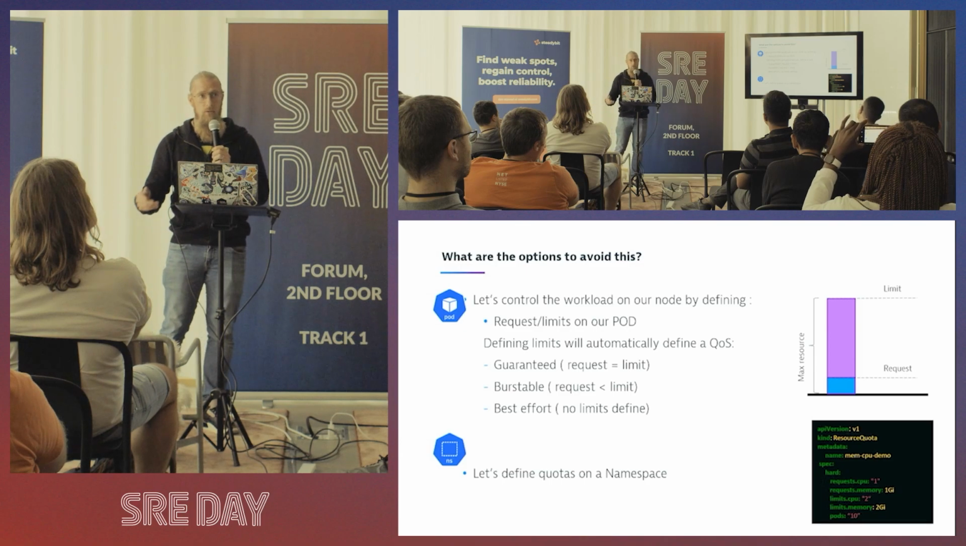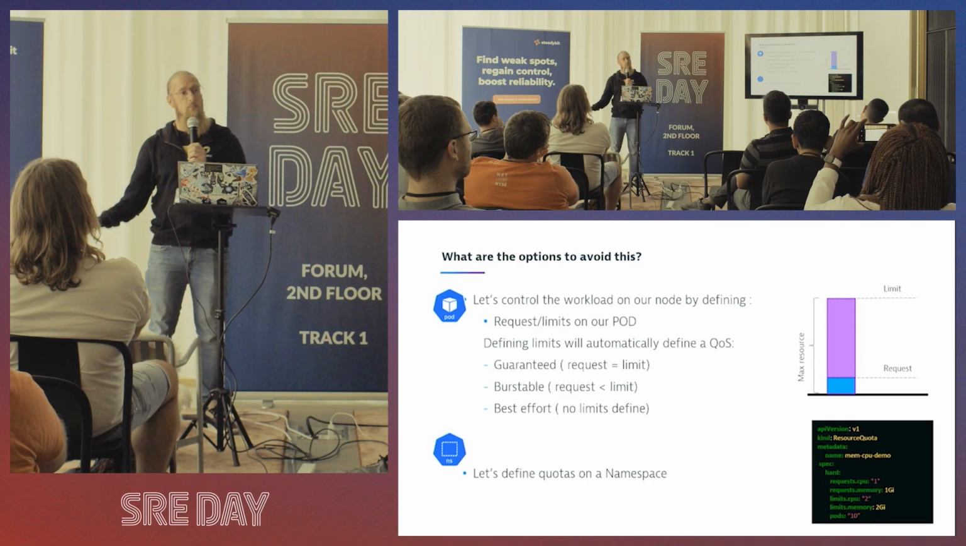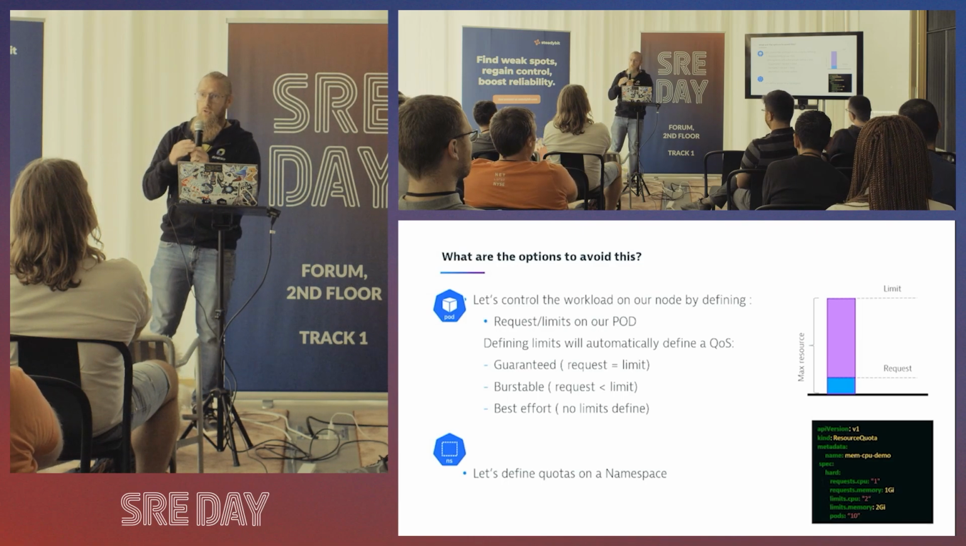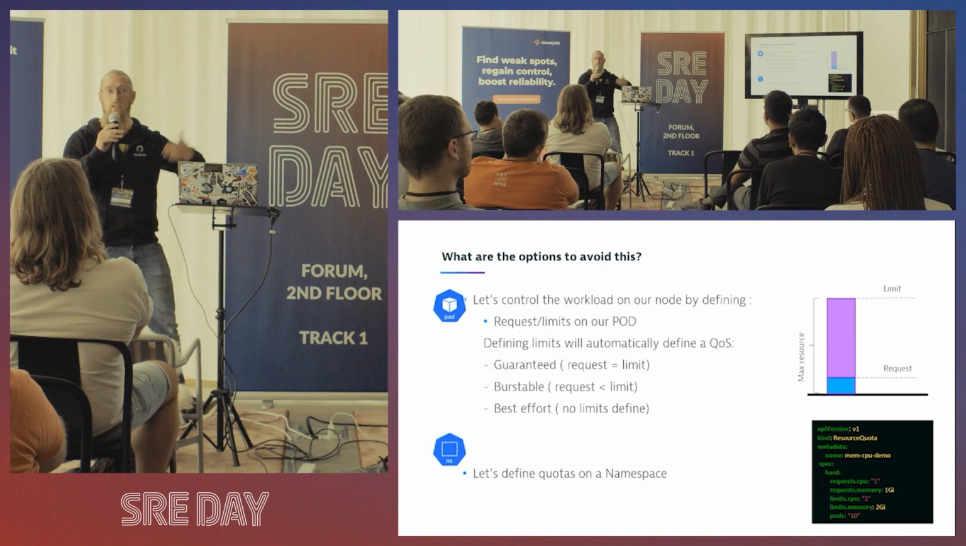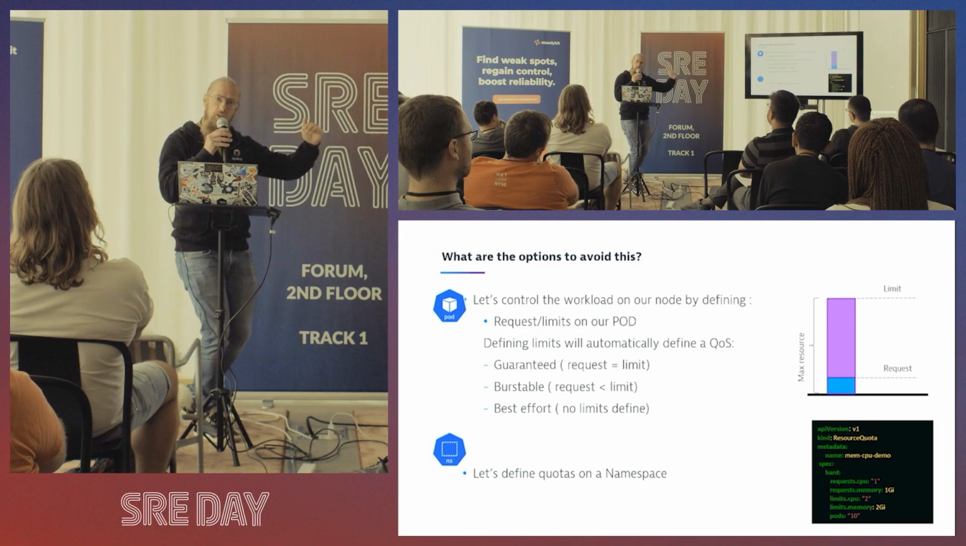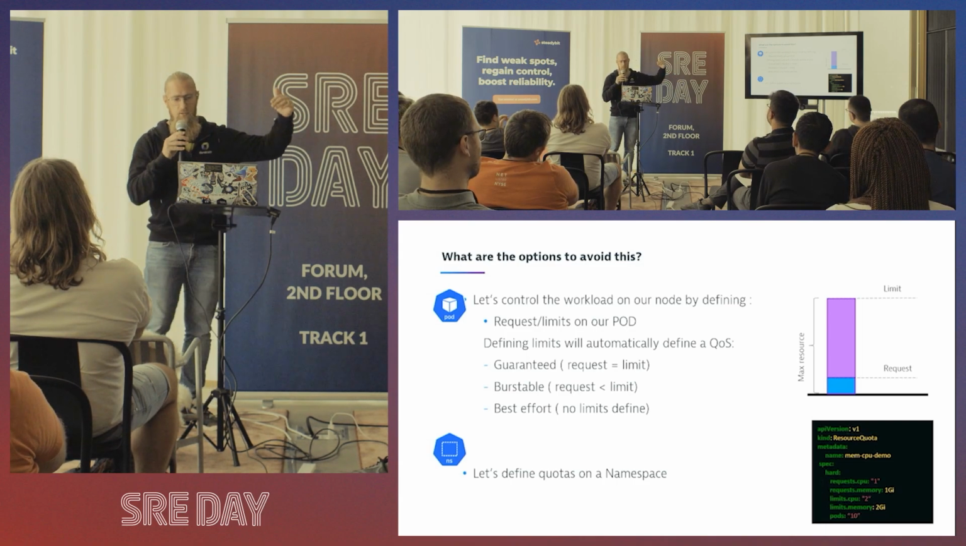Then you have the burstable. The burstable is when the request is under the limit. And then last, you have the guaranteed, where the request equals the limits. So if you define properly your requests and limits, at least Kubernetes will evict pods in that order. So best effort, then burstable, and last, guaranteed.